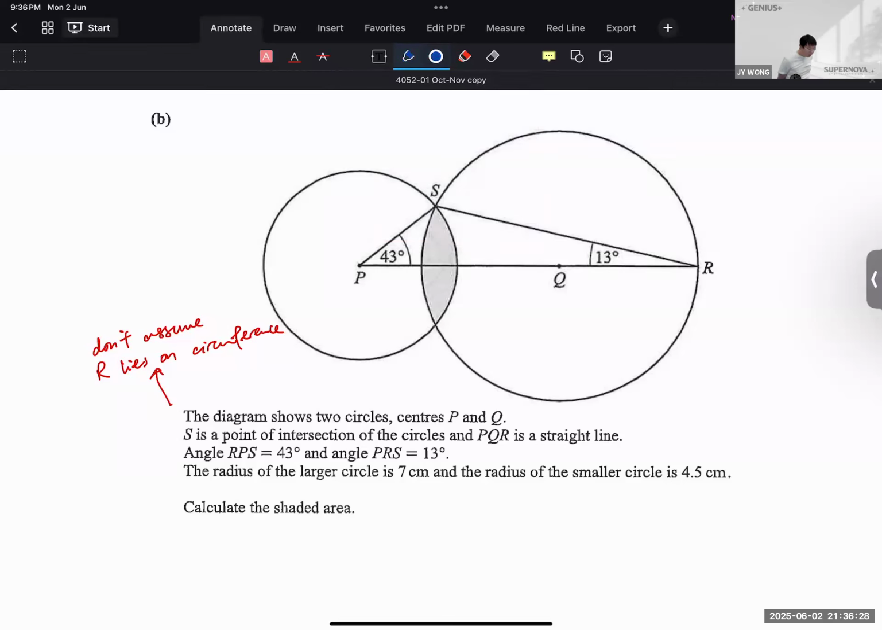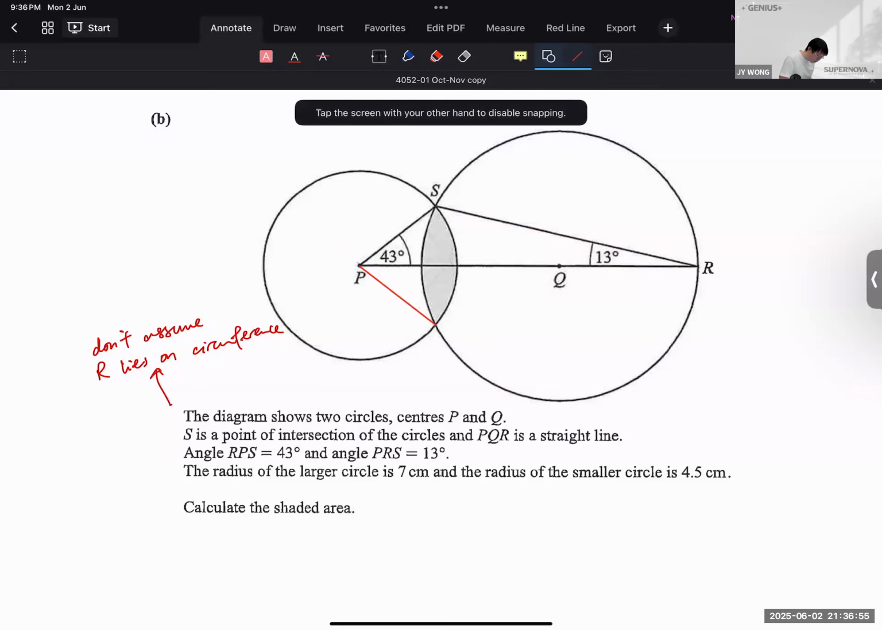Okay? Therefore, what does that mean? Why is that significant? It is significant because that means you cannot use this thing called angle at center equals to twice angle at circumference, because R is not an angle at a circumference. So in other words, you pretend that R is like this. It doesn't lie on the circumference. That is basically what I think the correct way of approaching the question should have been.